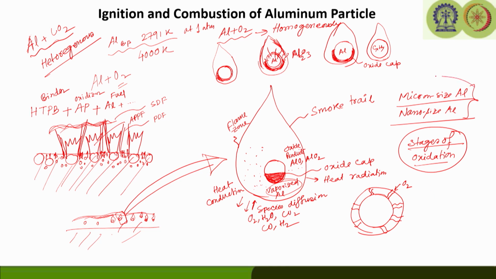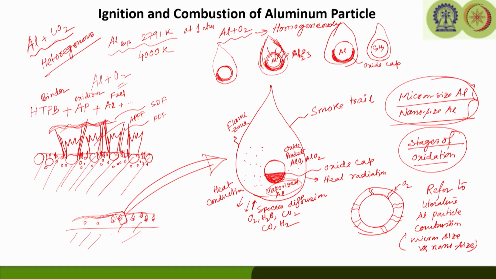So, for the comparison between the micron size particles and nano size particles, I suggest that the participants can refer to detailed literature on aluminum particle combustion containing micron size versus nano size. One can get more detailed idea about what are the different stages of oxidations happening, but in general, as I said, it involves this type of features, and I am just trying to relate what is exactly happening in a composite propellant containing aluminum particles as fuel in a HTPB AP based composite propellant.